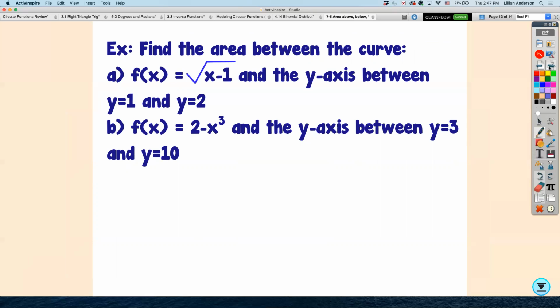We're gonna find the area between the curve f of x is equal to the square root of x minus 1 and the y-axis between y equals 1 and y equals 2. And also for the function 2 minus x cubed, the area between the curve and the y-axis between 3 and 10 on the y-axis.